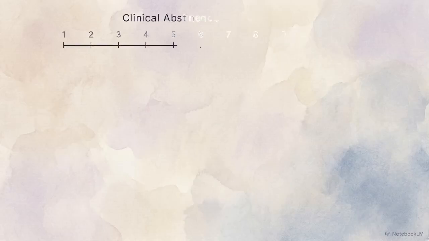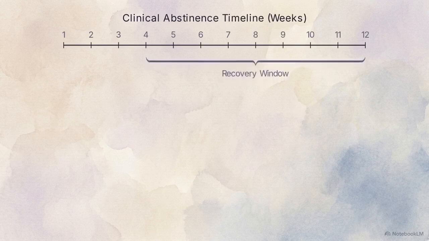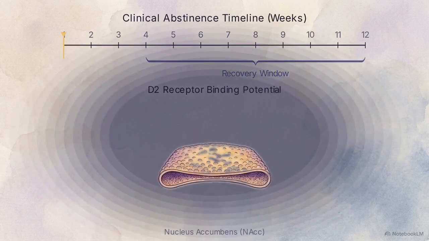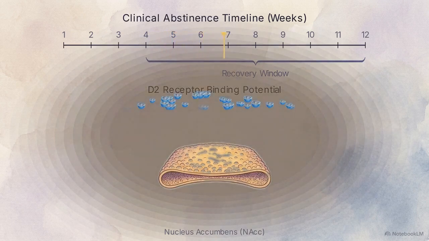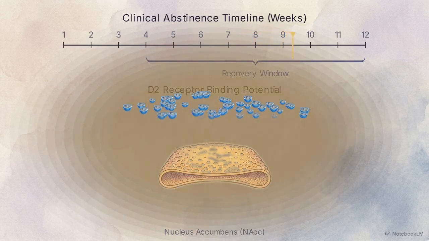Advancing the clinical timeline, we reach a recovery window between weeks 4 and 12. This diagram plots the VTA-NAC synapse across a 12-week timeline. Watch the receptor icons populate within the nucleus accumbens. As D2 receptor density increases, the local heat map shifts from cold to warm colors, indicating higher receptor availability.